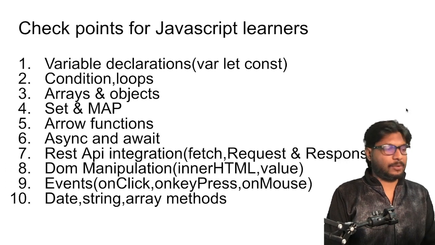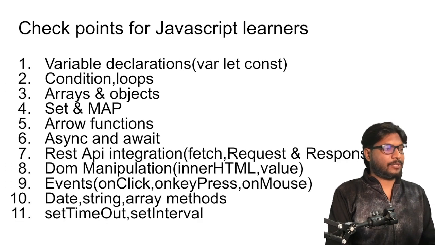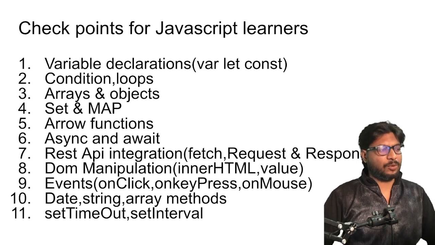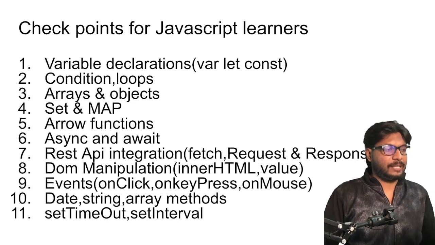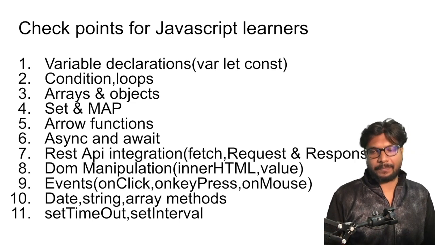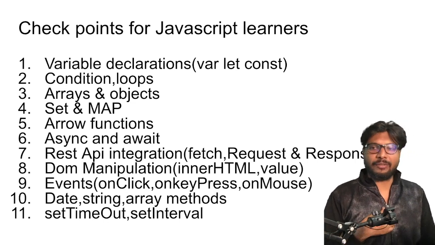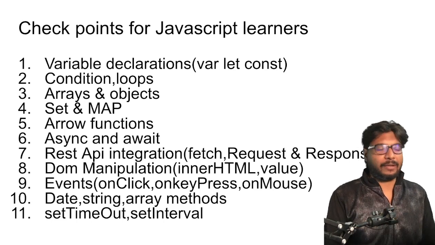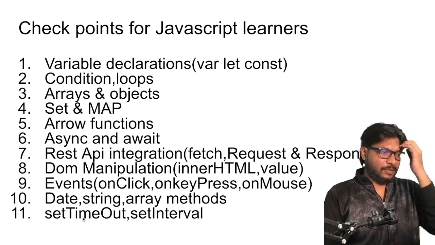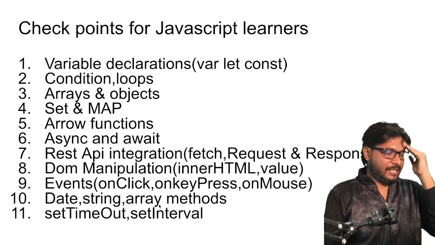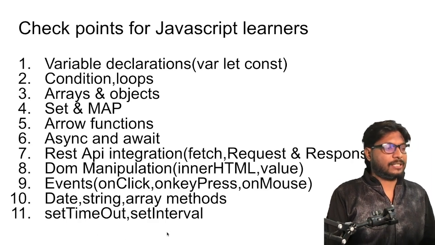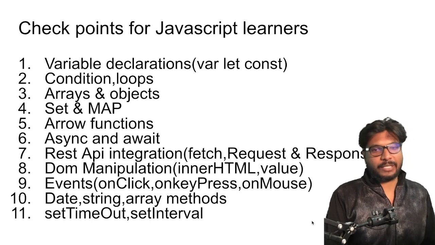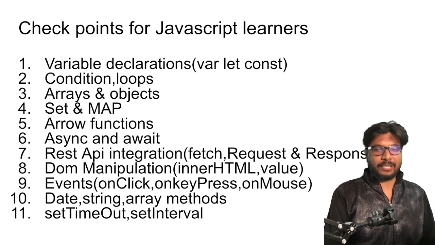Okay, so the next one is about setTimeout and setInterval. I think most JavaScript developers, even beginners, know these two functions. setTimeout is nothing but executing a function after some mentioned time. setInterval also does the same thing, but it will keep on executing the function. So setTimeout and setInterval are essential if you want to do certain operations after some time. It expects two arguments: one is the timing, and the next one is a callback function.